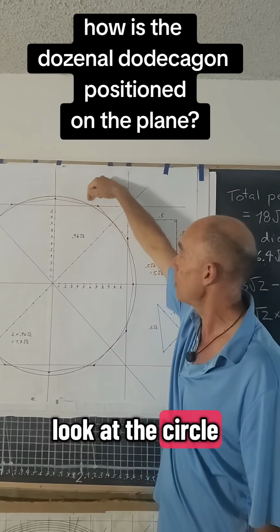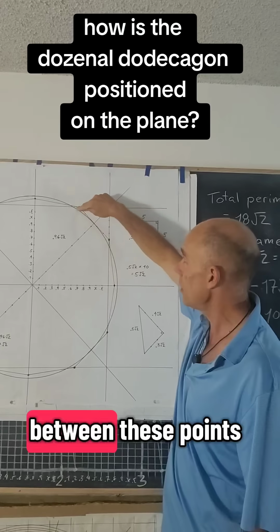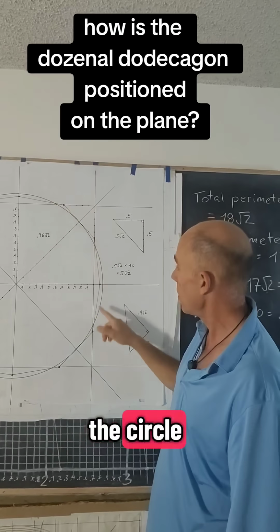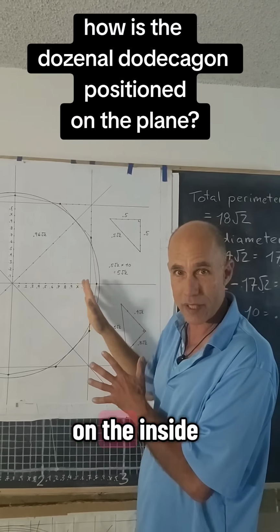And if you look at the circle, you can see how it's weaving between these points that are on the outside of the circle and these ones here that are on the inside of the circle.